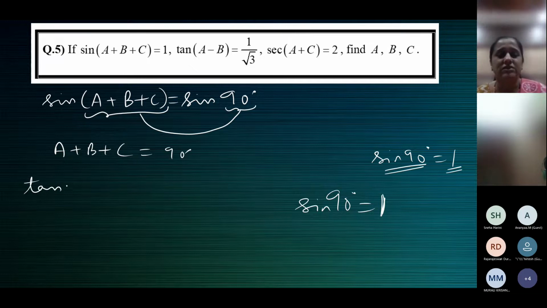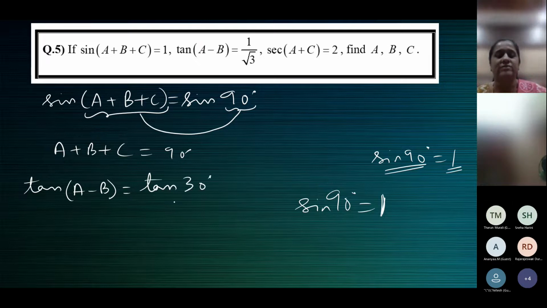Now, similarly, next information. What is given? What's the next thing given? Tan of A minus B is equal to 1 by root 3. And as Tarun said, tan 30 degrees is 1 by root 3. So instead of 1 by root 3, write tan 30. On comparing both the sides, A minus B is equal to 30 degrees, correct?